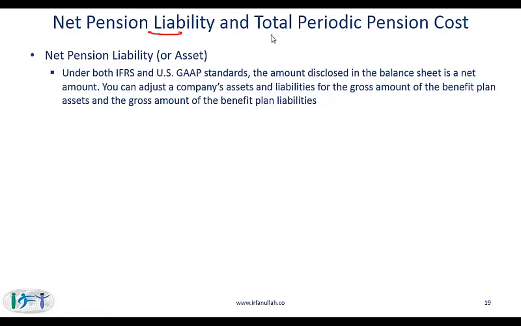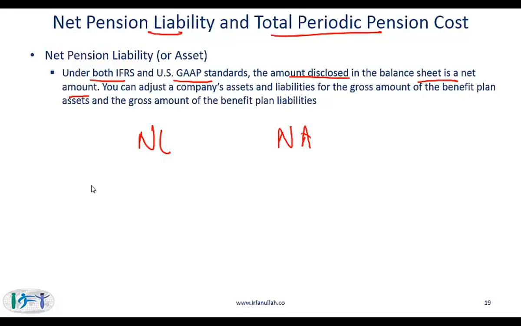Net pension liability and total periodic pension cost. Now this is straightforward but important. When we report numbers on the balance sheet, we are reporting a net number. It's either a net liability or a net asset, and obviously we are talking about pension. Under both IFRS and US GAAP standards, the amount disclosed in the balance sheet is a net amount.